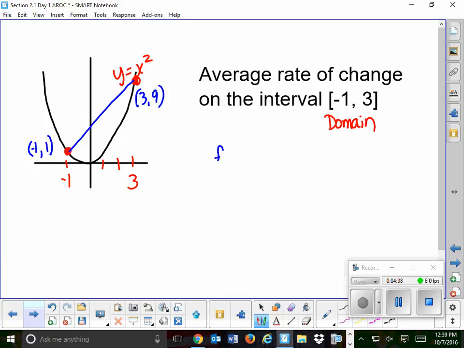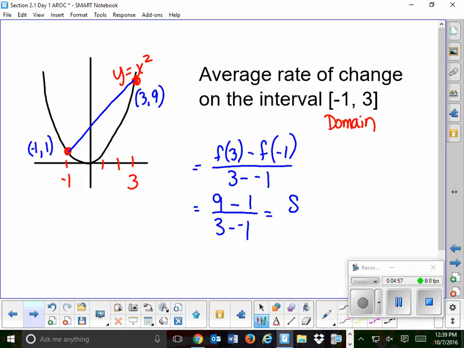It would be f of 3 minus f of -1 all over 3 minus -1. And I think it's important for you to see this in function notation. f of 3 is 9. f of -1 is 1, all over 3 minus -1. 8 over 4, and that rate of change is 2.